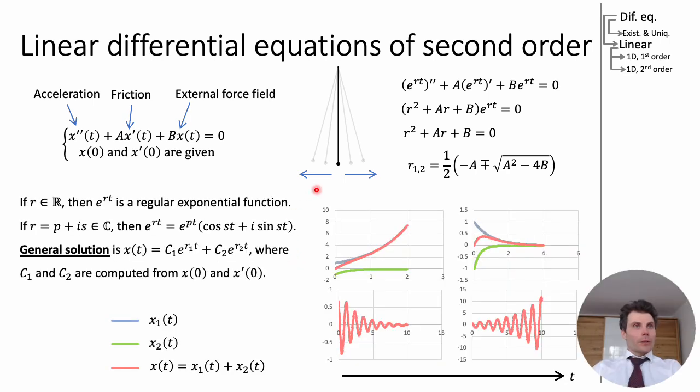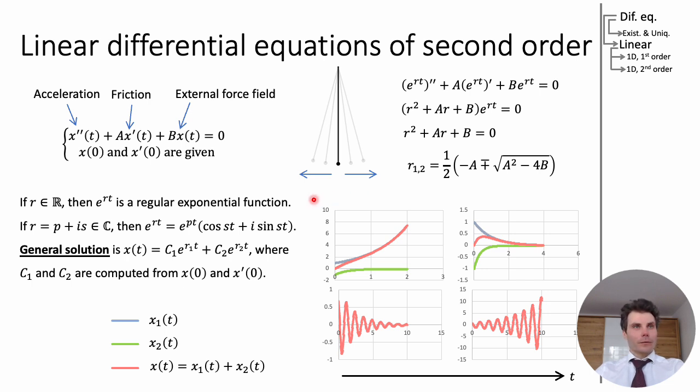And now let's have a look at the behavior of this solution. And by the way, what I just said is written here in words. A general solution is just the weighted sum of the two particular solutions, where C1 and C2 are the weights, and they are computed from the initial conditions. So let's now take a look at how these exponents behave. The first case is when both values of r are real, r sub 1 and r sub 2 are real.